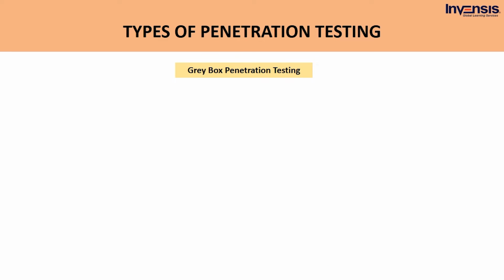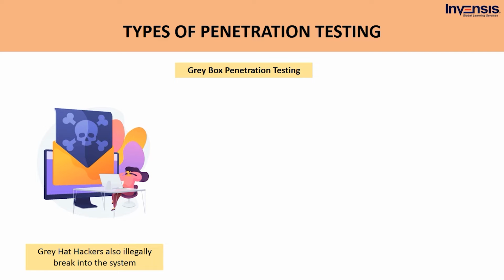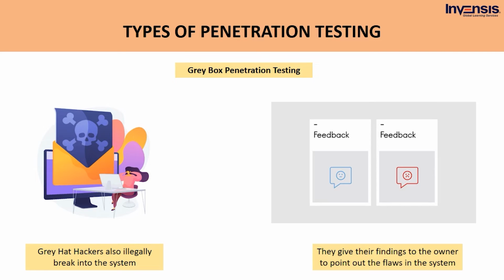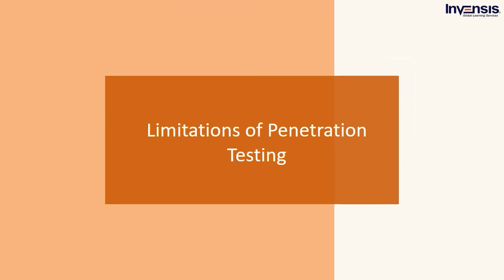The third one is gray box penetration testing. Gray hat hackers also illegally break into the system. They give their findings to the owner to point out the flaws in the system. They don't exploit the system for their own personal gains. Let us now look into the limitations of penetration testing.